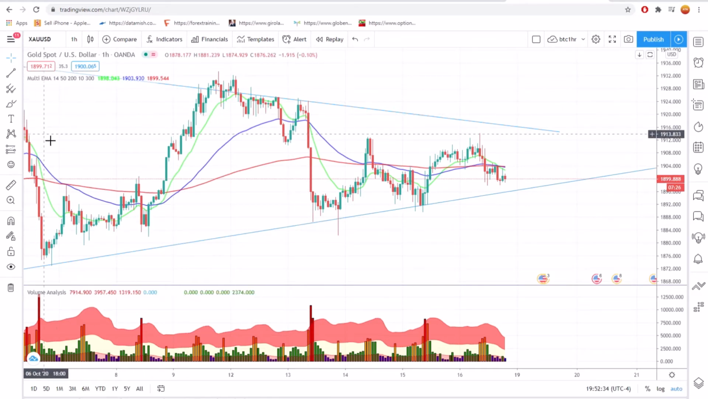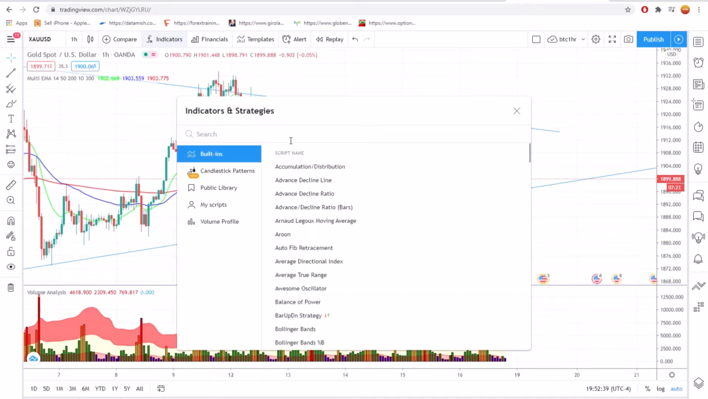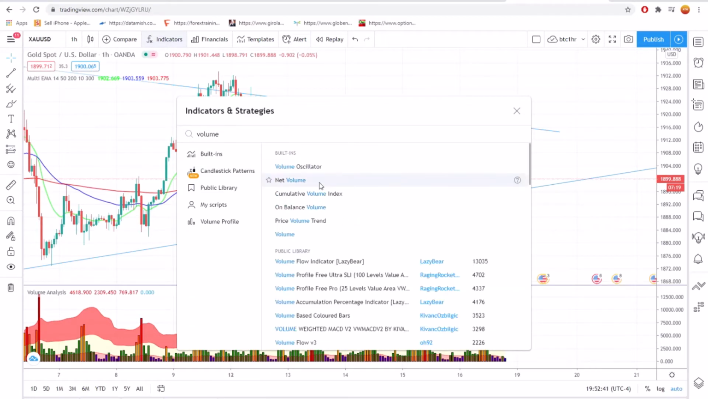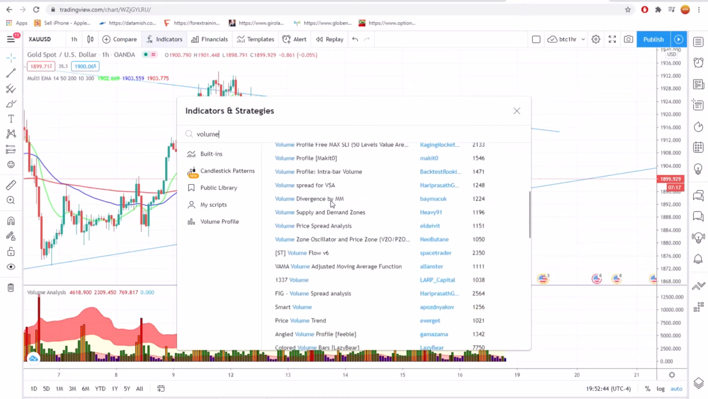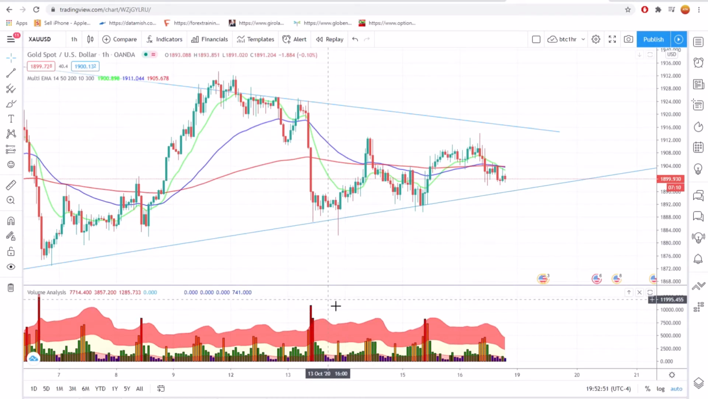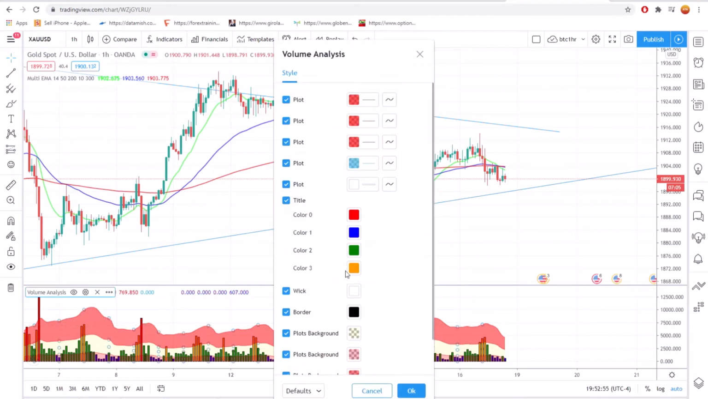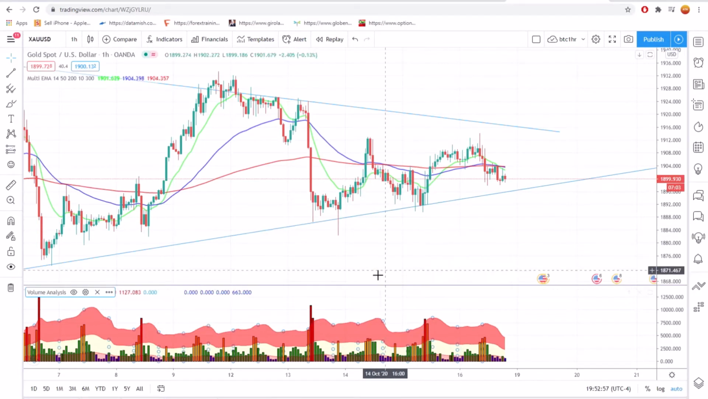To set it up, all you have to do is go to indicators, press volume, come down, and what I like to put is volume spread for VSA. They have it set up very easy, so you don't have to move around too much with it, and you can change the colors, do what you want with it, but colors is not really important. What is important is how high these volume bars are during the time you want to enter or exit a trade.